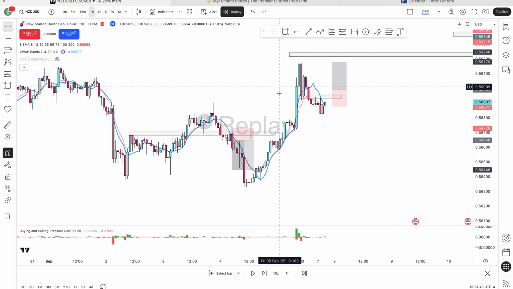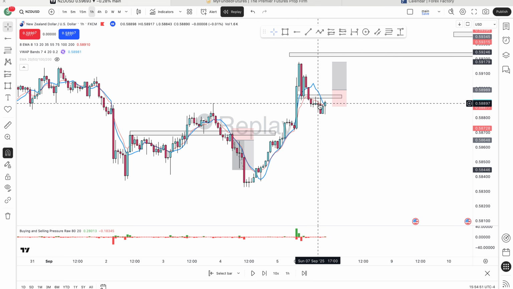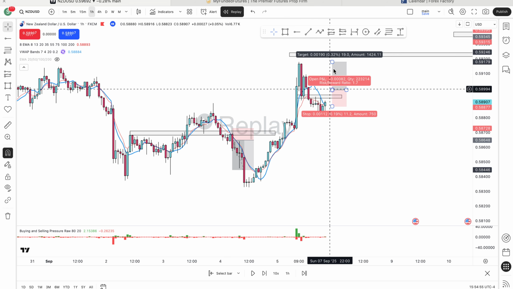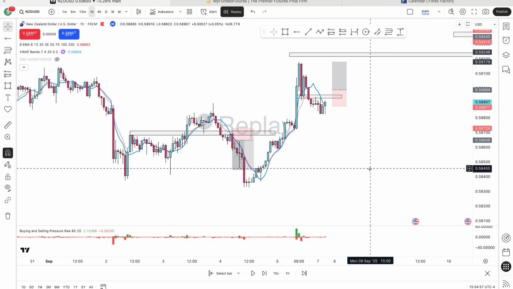But we could see now we had that big run up. We're coming and working on putting in a higher low to then make a leg up into that swing high, right?